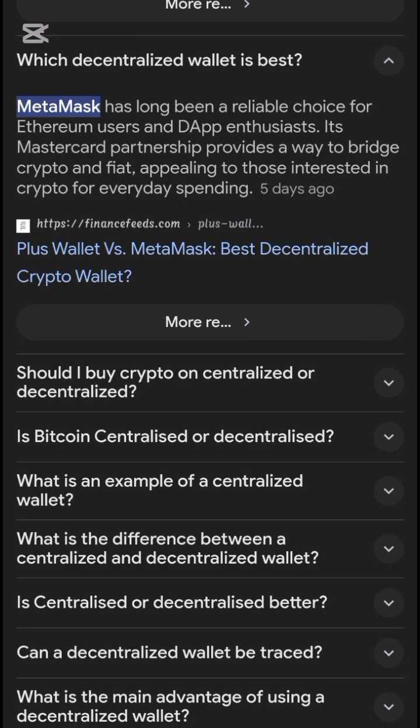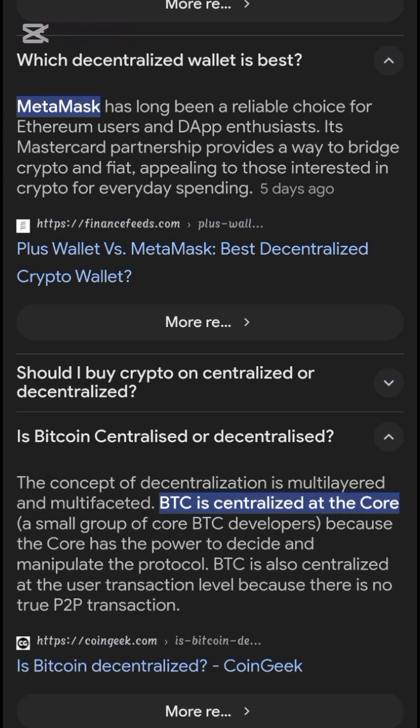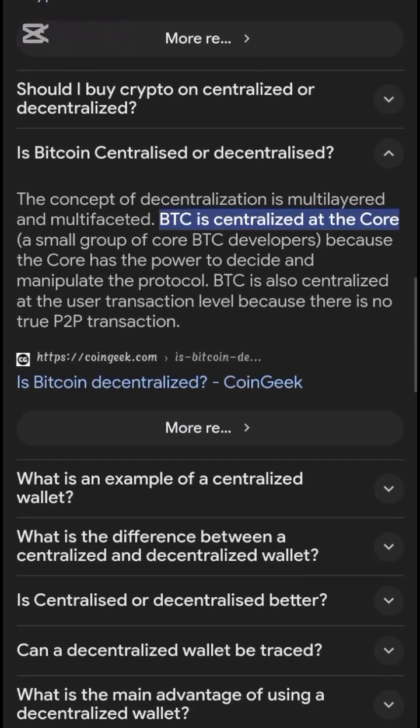Now, let's go to this. I see this question here: Is Bitcoin centralized or decentralized? The concept of decentralization is multi-layer and multifaceted. BTC is centralized at the core, a small group of core BTC developers, because they have the power to decide and manipulate the protocol. BTC is also centralized at the user transaction level because there is no true P2P transaction. So it is in two ways.